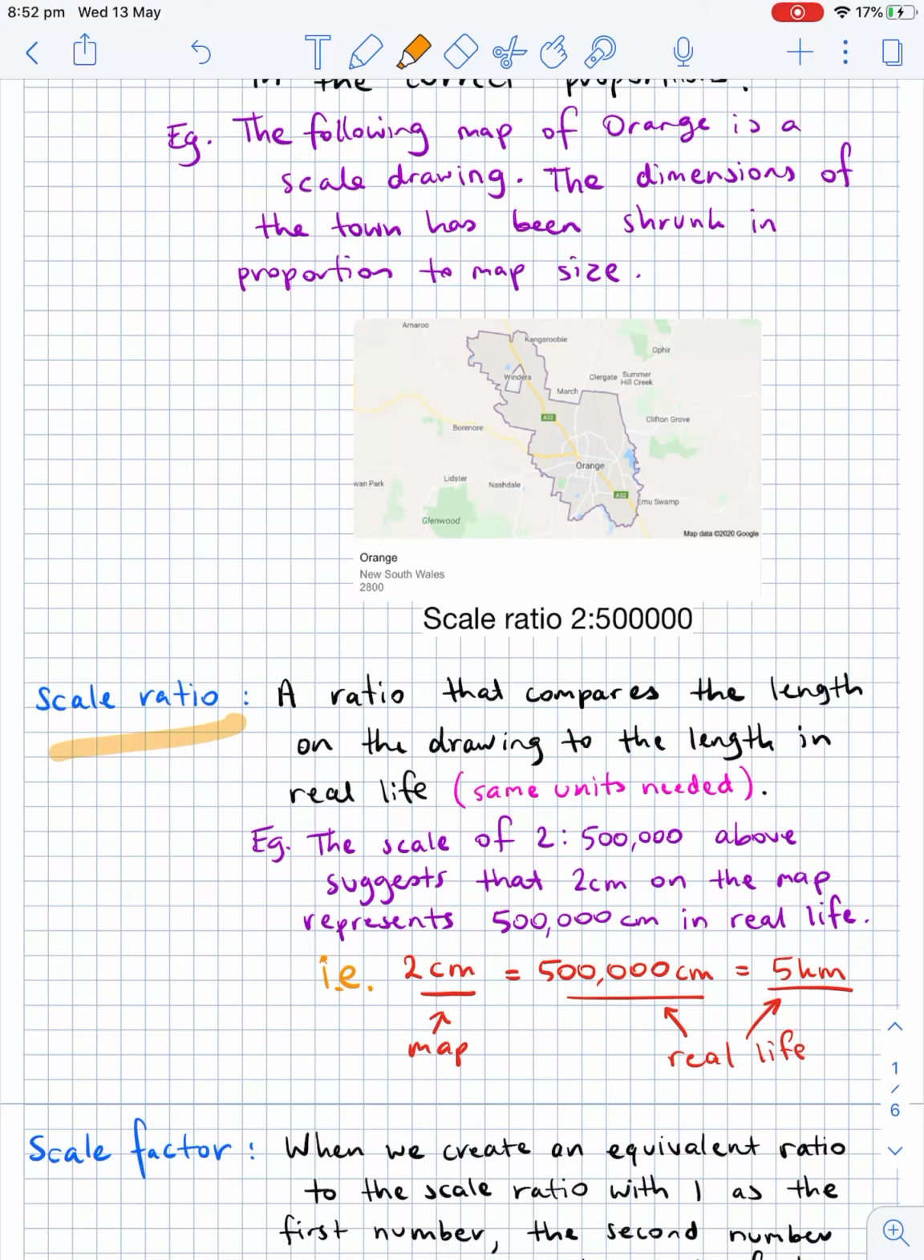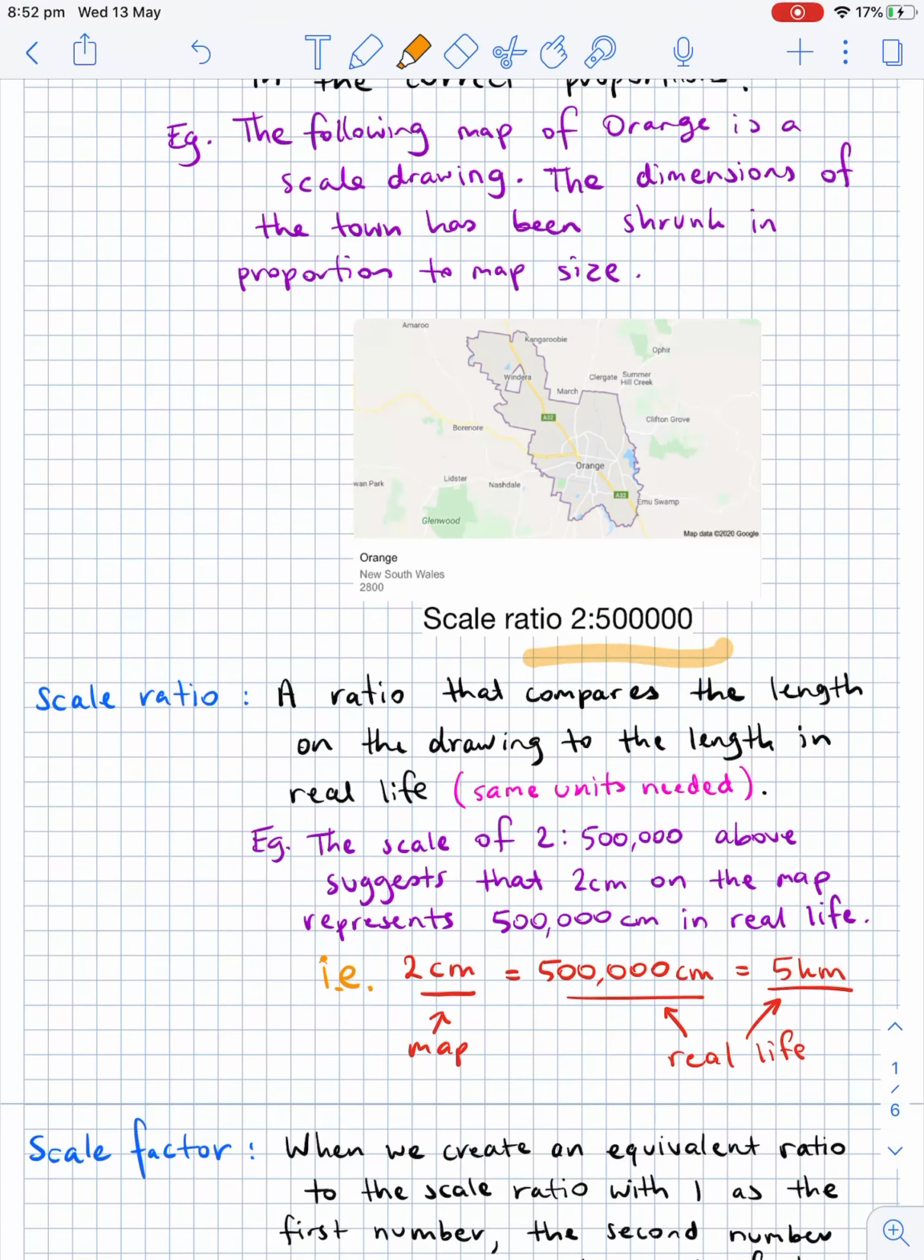So what do I mean by a scale ratio? It's a ratio that compares the length on the drawing first to the length in real life second. And notice that the same units are needed. So in this ratio, we've got the first number as 2. That represents a length on the map. And this 500,000 represents a length in real life. So the map section always comes first, and then the real life section comes second.